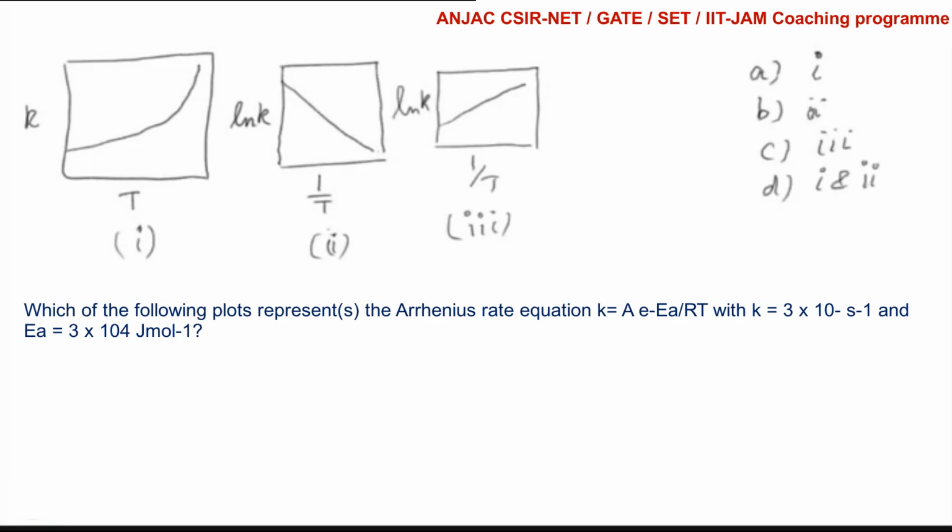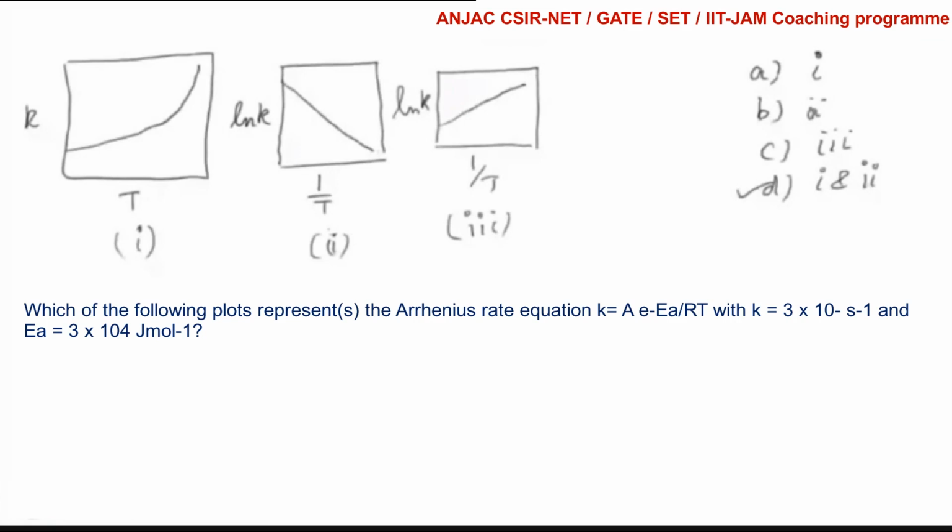What is the correct answer? What is your opinion? 1 and 2 is the correct answer. That is, option D is the correct one. Just now we have plotted this. It is asked in this direction. Okay, graphical representation is over. Now we are going to work out the problems using the formula given.